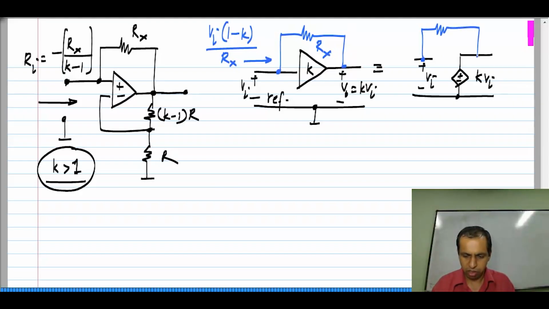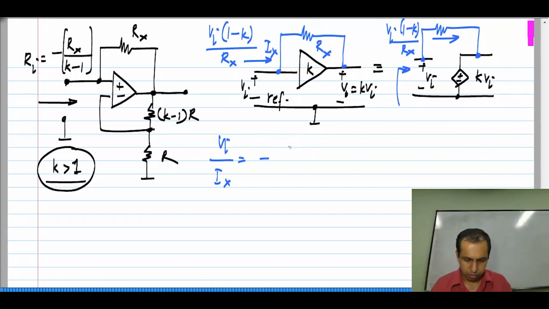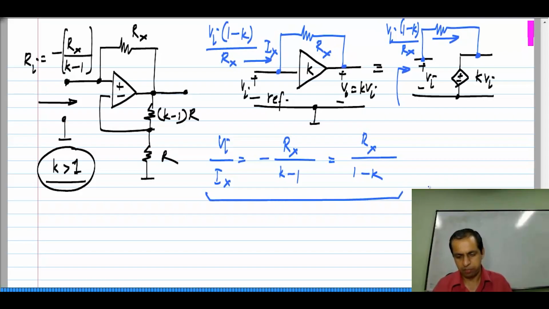Okay. If you apply Vi here, the amount of current that flows in there is Vi times 1 minus k divided by Rx. This comes from simple Ohm's law. So, the looking in resistance, which is Vi divided by Ix, let me call this Ix, is the same formula as before. Okay. It is minus Rx divided by k minus 1 or Rx divided by 1 minus k. Okay. So, by connecting a resistance between the input and output of the amplifier, you have an input resistance which depends on the gain of the amplifier, and this is in general known as Miller effect.